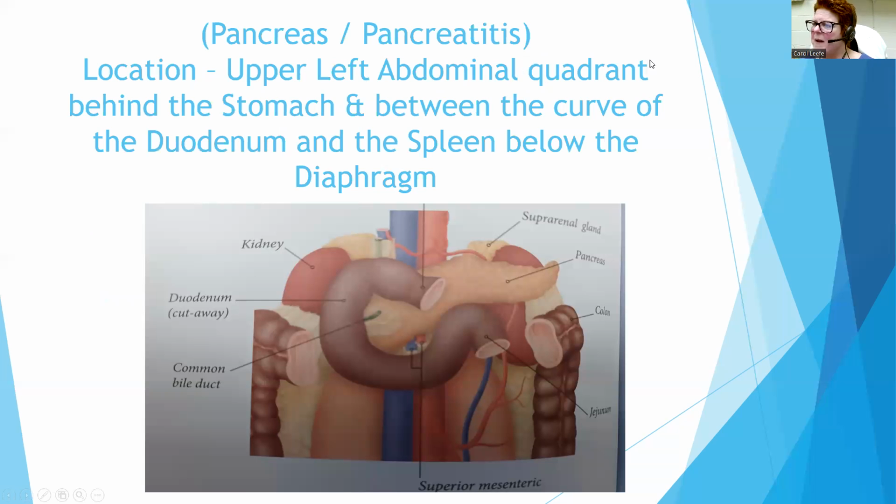So speaking of the pancreas, we'll be doing the exemplar of pancreatitis. It's located in the upper left abdominal quadrant behind the stomach, between the curvature of the duodenum and in front of the spleen below the diaphragm. So we're talking about inflammation of these organs.